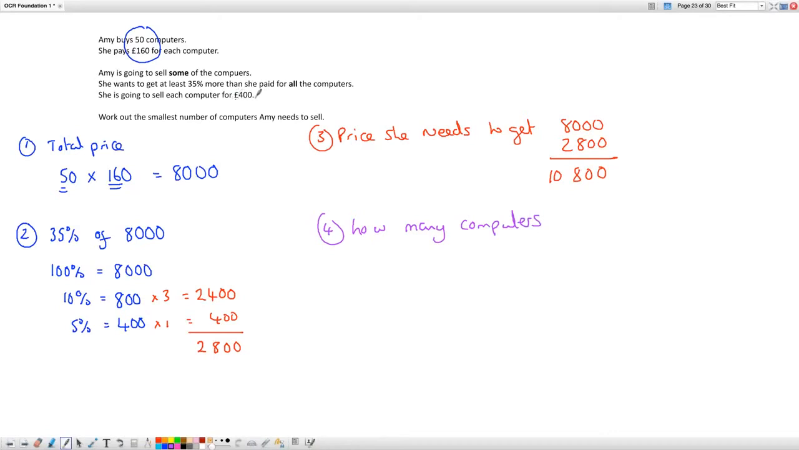So our next step is to find out how many computers. So each computer she is selling for 400. Okay, so what if she sold 10 computers? She'd have 4,000, sorry, each computer she's selling for 400. So if we times by 10, we have 4,000. So 4,000 for 10. Okay, still not enough. What about another 10?